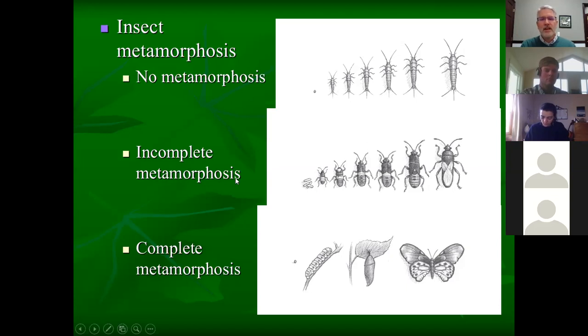Okay, the next kind, incomplete metamorphosis, the egg hatches into what is called a nymph, okay? A nymph.